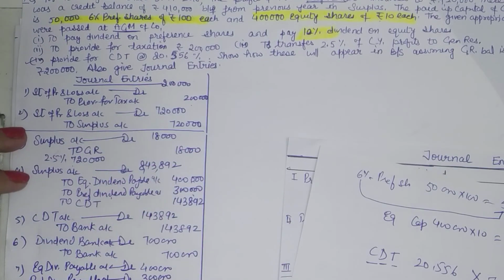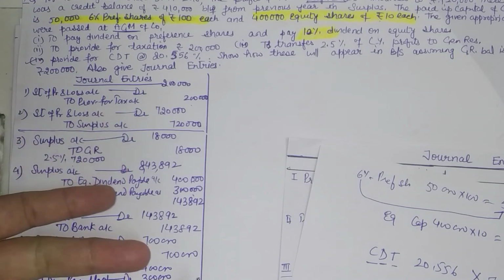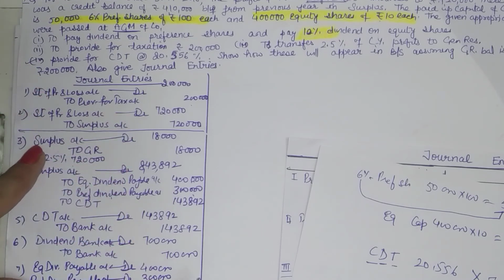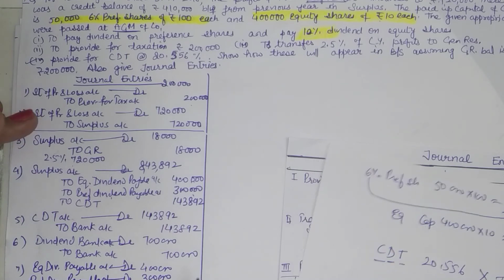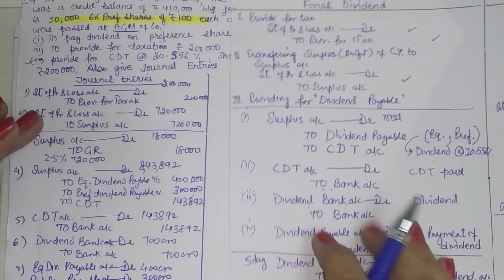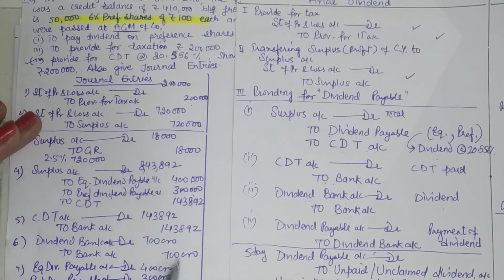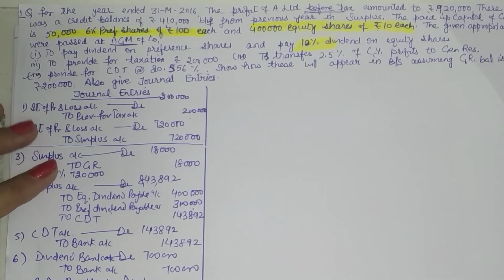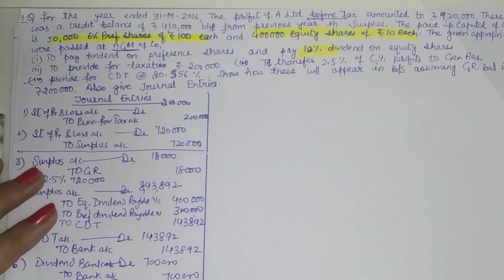Now after this, we are just given two types of transactions: transfer to reserve and dividend. For reserve, we have recorded surplus to general reserve. For dividend, we have a set of entries which we need to pass in order. So you passed all these entries. So if we are to pass journal entries, this is how we are going to do this.